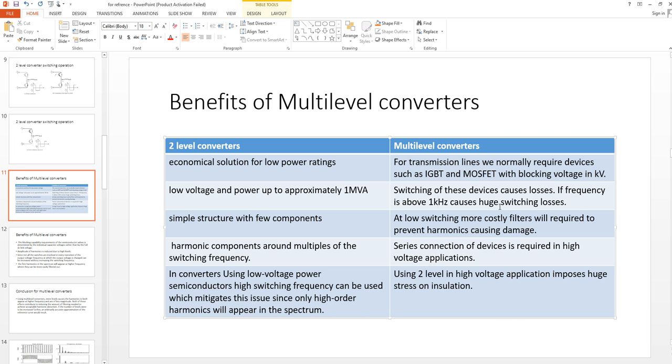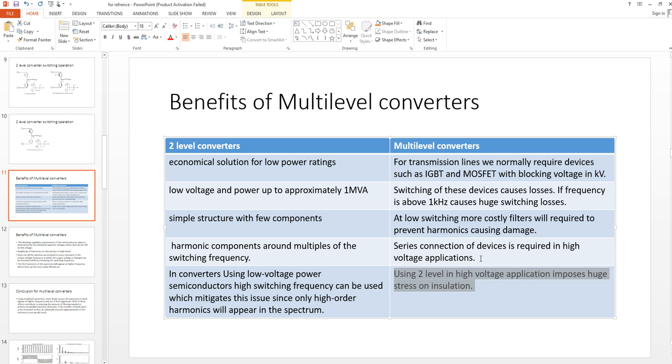So normally in HVDC transmission lines, if you talk about a modular multi-level converter, our switching frequency is the fundamental frequency. So the switching losses are very low when we are using a modular multi-level converter. At low switching frequency, more costly filters will be required to prevent harmonics causing damage. Series connection of devices is required in high voltage applications. Using a two-level converter in high voltage applications imposes huge stress on insulation. So this is the main disadvantage of a two-level converter.